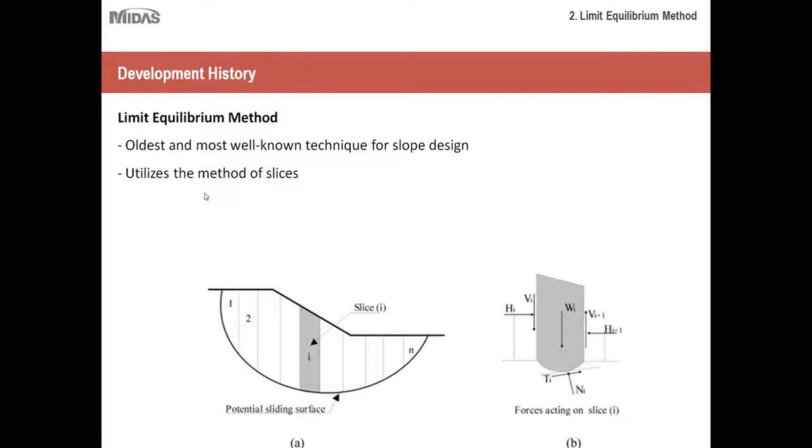And it utilizes something called the method of slices. So essentially, what you'll do is you'll take your slope and draw what's called an arc failure surface. Typically, it's an arc failure surface, but there are certain instances where it's in the shape of a block or a wedge. I'll talk about that later.